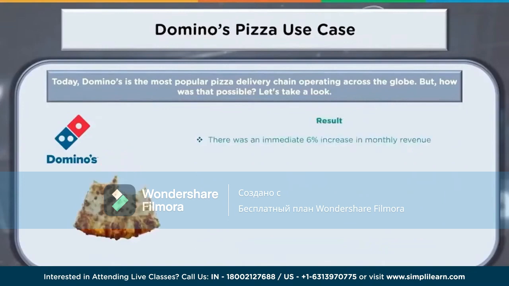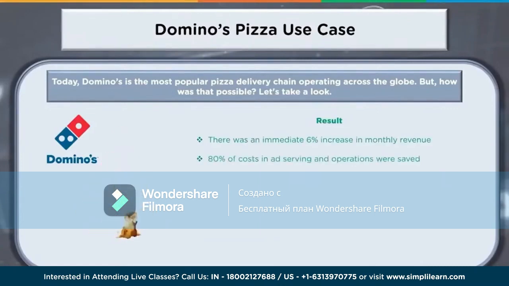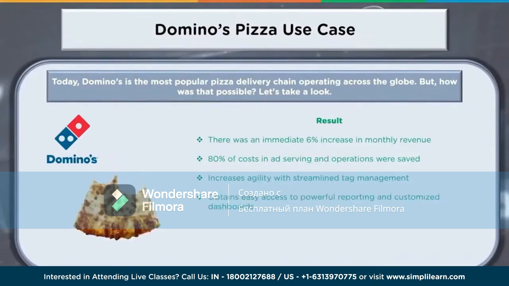What was the result? There was an immediate 6% increase in monthly revenue, 80% of costs in ad serving and operations were saved, and increased agility with streamlined tag management. They obtained easy access to powerful reporting and customized dashboards. Now that was just one simple use case. Before we go on to hands-on, we can also talk a little bit back about the services which Google Cloud offers, as we discussed, and some of these services which can really make you think, why not Google Cloud Platform?